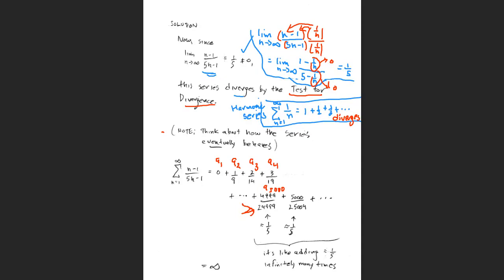Okay, hold on. I like things to be neat. And then here is the 5,001st term, which is 5,000 over 25,004.